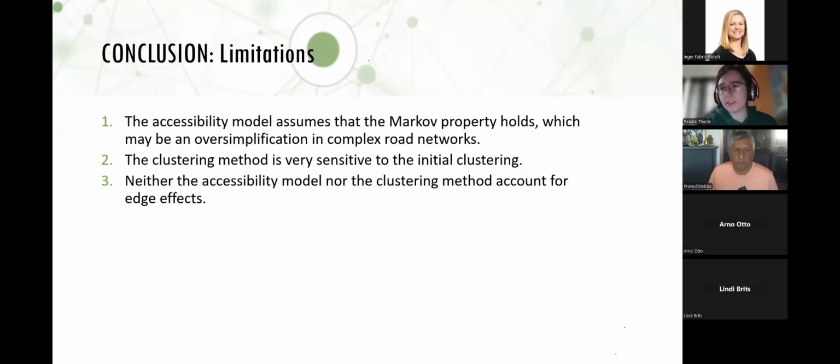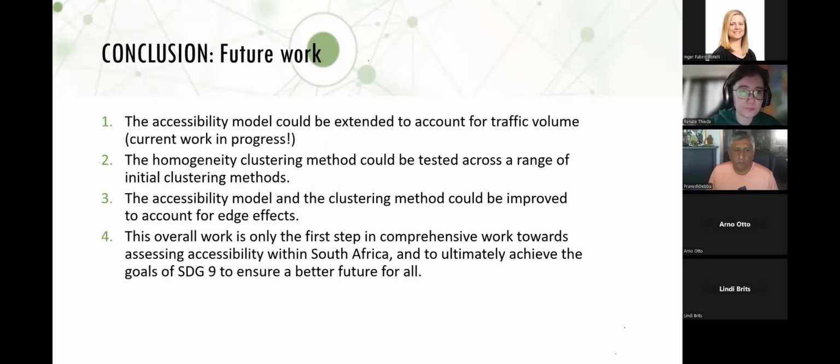So there were some limitations to this. The accessibility model, of course, assumes that the Markov property holds for journeys traveling between wards, which might be an oversimplification, especially in complex road networks. Then, of course, the clustering method is very sensitive to the initial clustering. And neither the accessibility model nor the clustering method look at edge effects. So that is something that could be explored and improved in future.